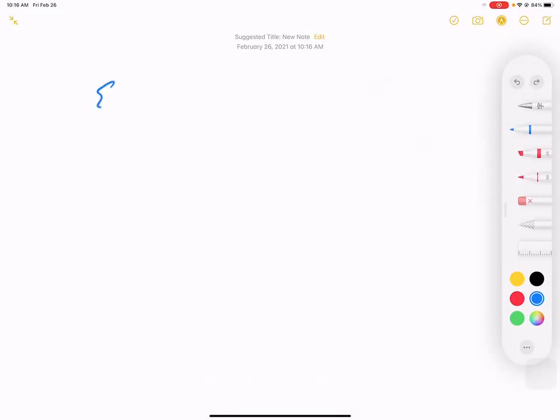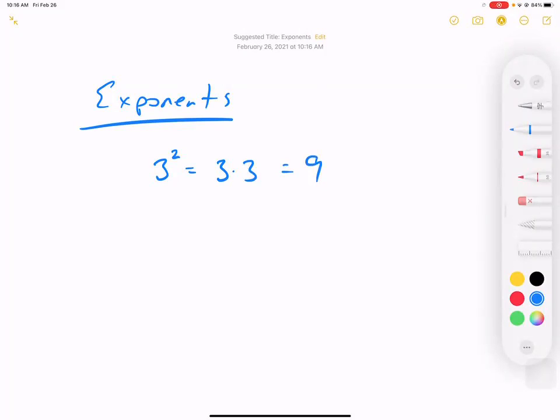So what are exponents? Exponents are a fast way for me to write out multiplication. If I say 3 squared, well, this is simply just 3 times 3, or 9. And it's something that we've seen before. We've seen squared pretty often already, by the time we're freshmen.